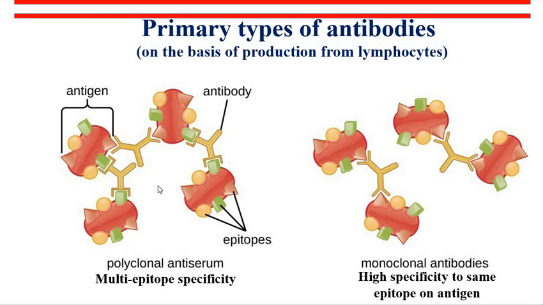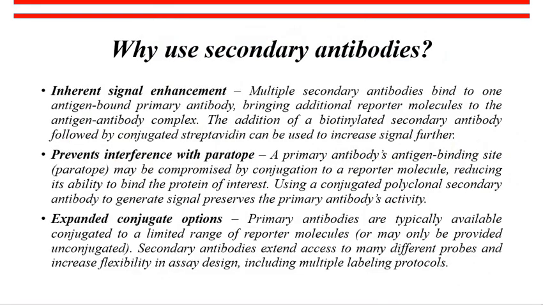On the other hand, we can see there are 3 antibodies which are also binding with the same antigen but at different epitopes. For example, this antibody is binding at the green color epitope. This is binding with the triangular shaped red colored epitope. So such antibodies which are binding to the same antigen but at different epitopes are known as polyclonal antibodies.